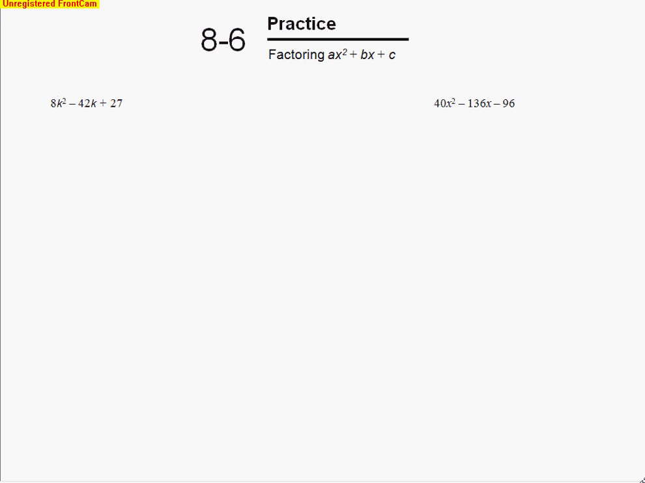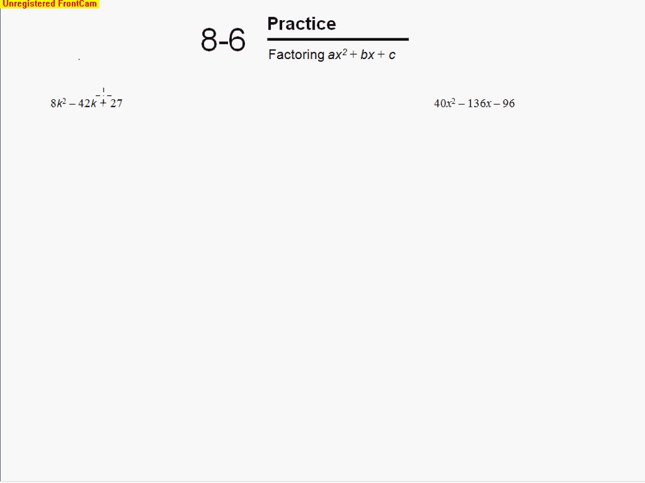This is the tutorial for the second day of Chapter 8, Section 6, factoring trinomials in the form of ax squared plus bx plus c. So a little tougher problems here. One thing I'm going to always look for is common factors. See, 8 and 42 have a common factor of 2, but 2 does not go into 27.